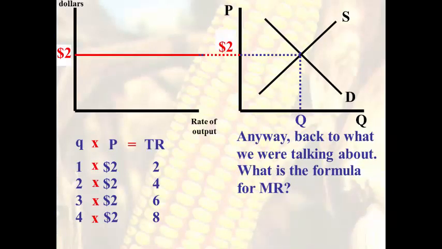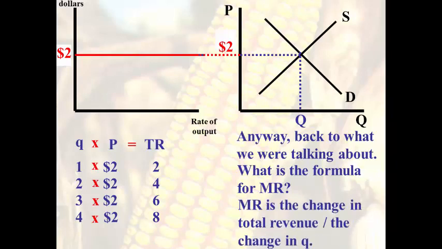What is the formula for MR? MR is the change in total revenue divided by the change in quantity. So it's the change in total revenue here, which is 2, divided by the change in quantity here, which is 1. So the marginal revenue would be 2.